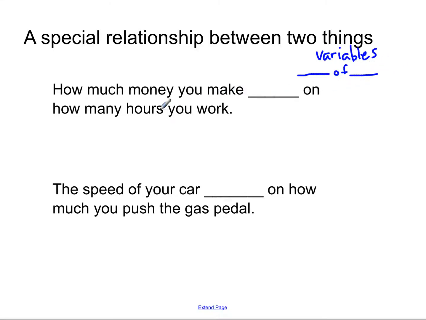So let's take a look at this first sentence here. How much money you make and how many hours you work. So say you make an hourly wage. How do these two things relate? Well, how much money you make depends on how much you work, how many hours you work. So we would say that our dependent variable, the one that depends on the other, and I'll write this out, dependent variable.